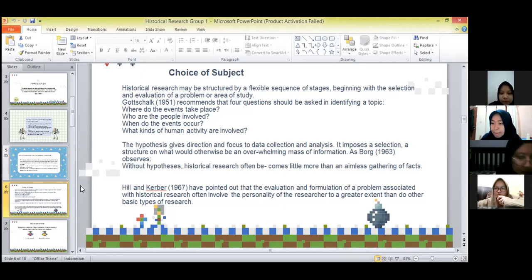And then the hypothesis. The hypothesis gives direction and focus to data collection and analysis. It imposes a selection, a structure on what would otherwise be an overwhelming mass of information. As Borg 1963 observes, without a hypothesis, historical research often becomes little more than an aimless gathering of facts. Hill and Kerlinger 1967 have pointed out that the evaluation and formulation of a problem associated with historical research often involves the personality of the researcher to a greater extent than do other basic types of research.